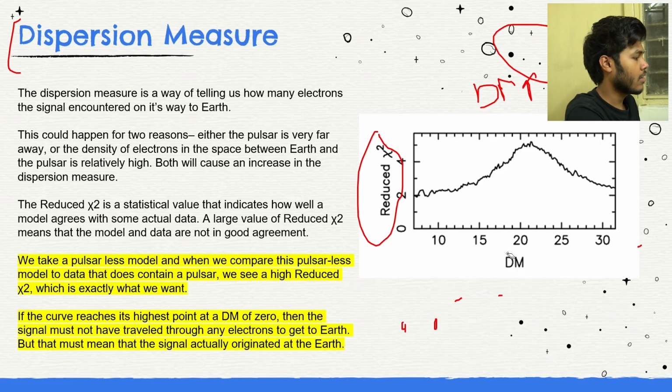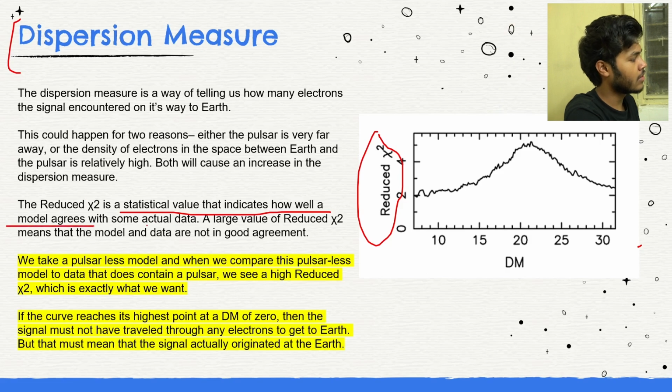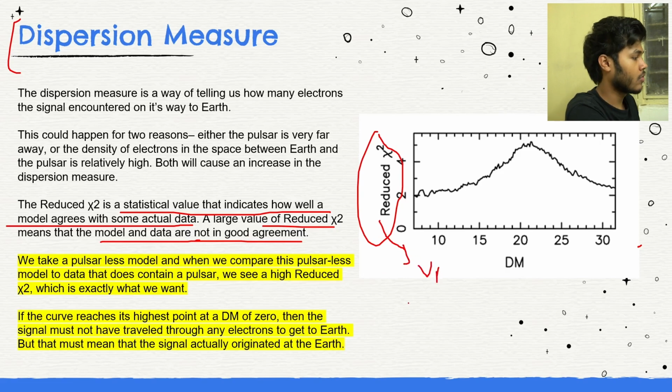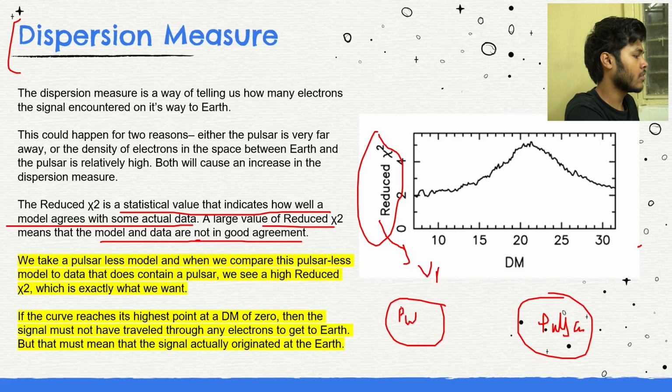Now we will see what a reduced chi-square is. Reduced chi-square is nothing but a statistical value that indicates how well a model agrees with some actual data. The larger the value of reduced chi-square, the less the model and the data are in good agreement. So we can use this reduced chi-square in a unique way. So we have two models. One contains a pulsar and one doesn't contain any pulsar. It is pulsarless.